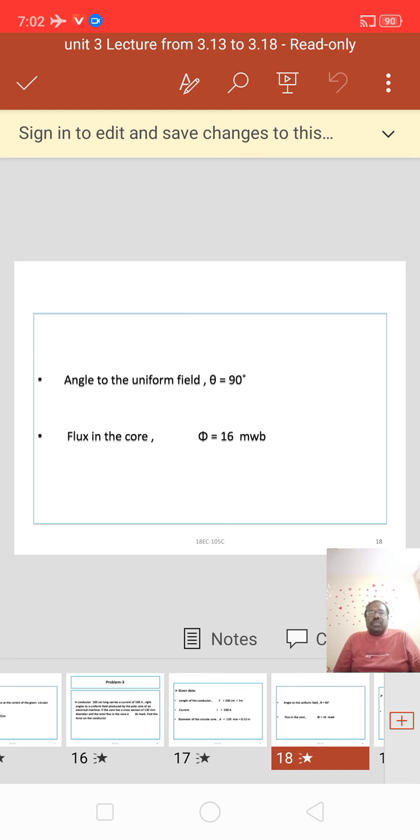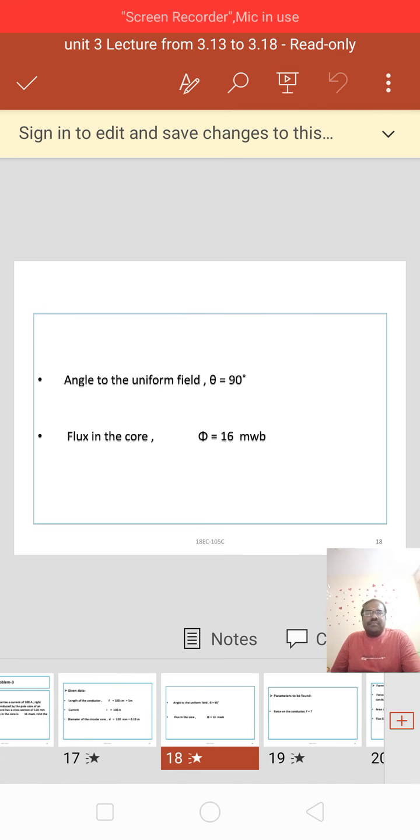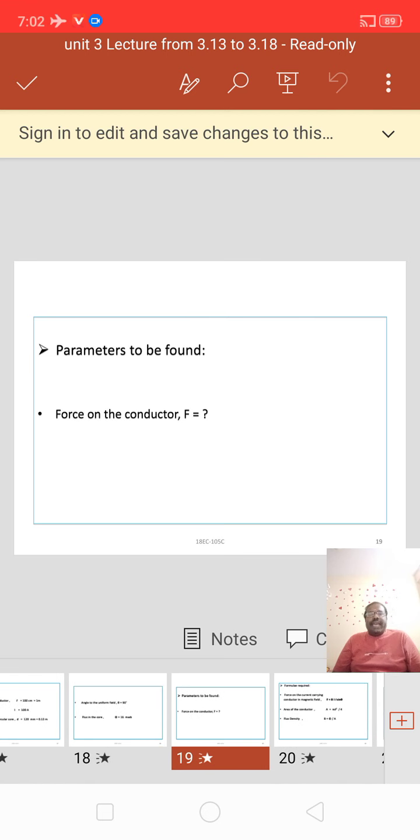Next, angle to the uniform field theta equal to 90 degrees. Flux in the core phi equal to 16 milliwebers. Angle also given theta, that is right angle is nothing but 90 degrees. Next one, parameter to be found is force. Force on the conductor F equal to how much?